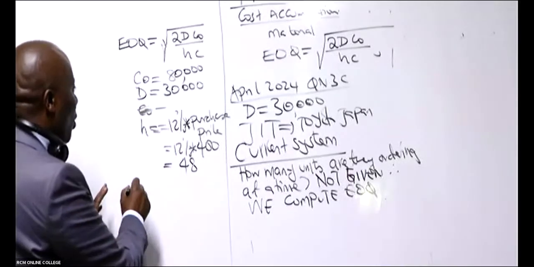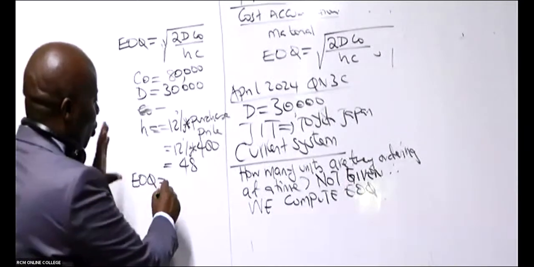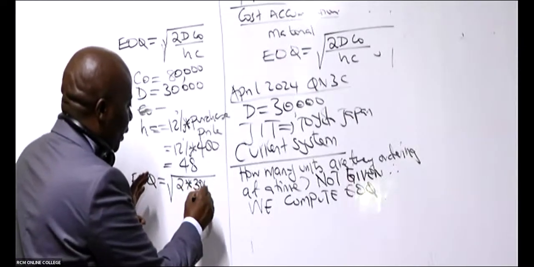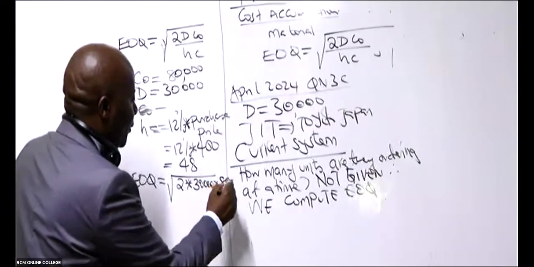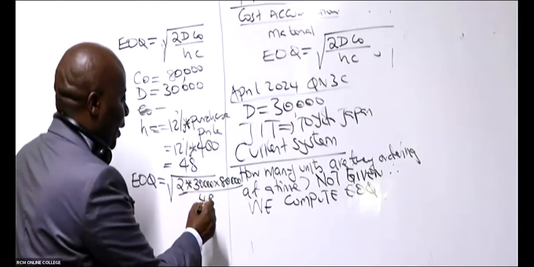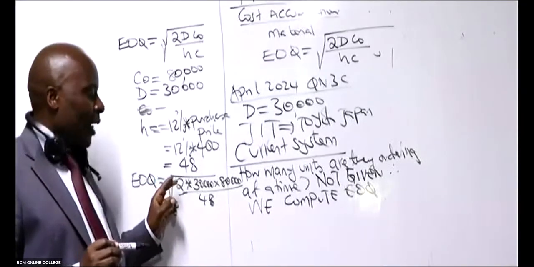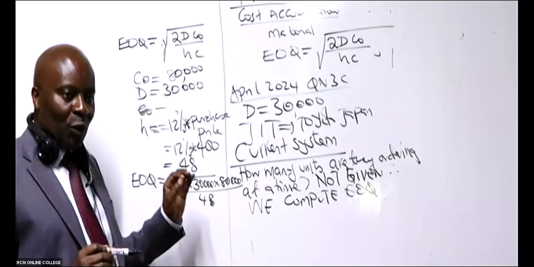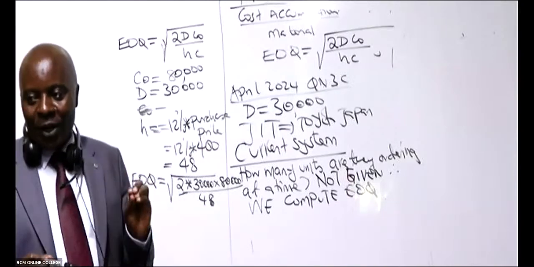48. And therefore, I can now very comfortably give my examiner the EOQ, which will be the square root of 2 times annual demand of 30,000 times cost per order, which is 80,000, divided by the holding cost of what here, somebody? 48. So remember, how do we do this first? We forget the square root. We say 2 times 30,000 times 80,000. Whatever answer we get, we divide by 48. And then we say square root.